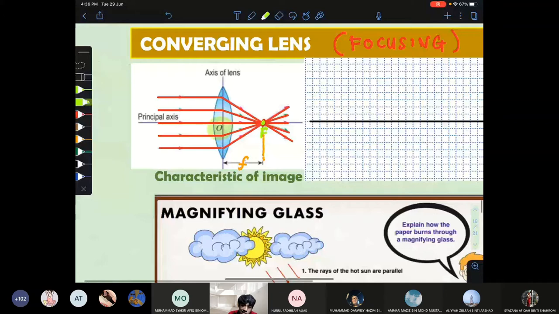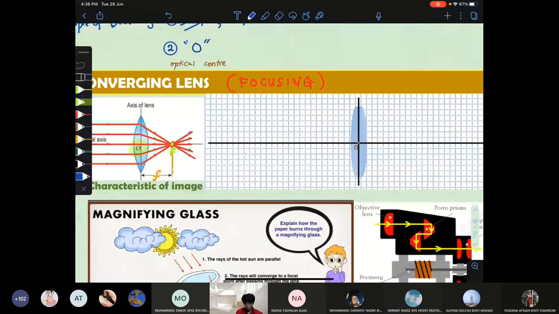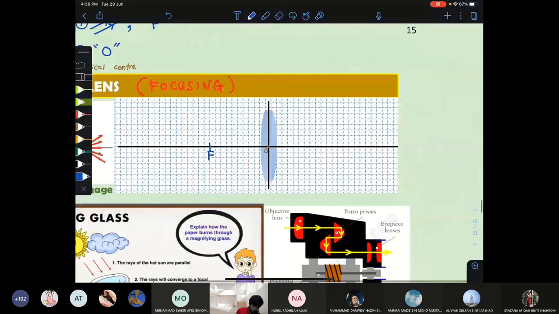Okay, I want to show you how to draw based on the principles. So this is my focal point. Let me draw here, 1, 2, 3, 4, 5, 6, 7, 8, 9, 10, roughly. Then 1 to 10 again on this side. So that's the focal point, I use capital F.